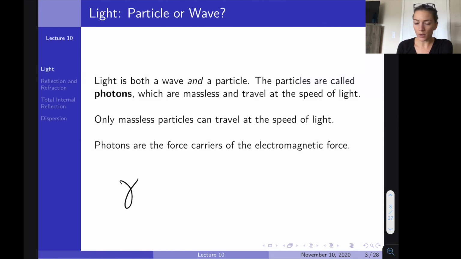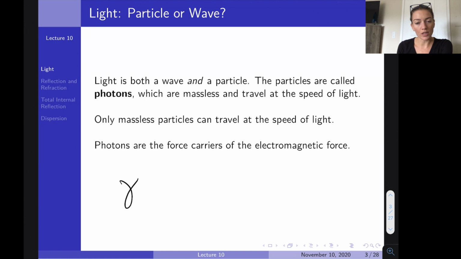Photons are massless and they travel at the speed of light. Any particle that's massless can travel at the speed of light. Anything else cannot. Electrons, protons, neutrons all have mass, so they cannot travel at the speed of light, while photons can. Obviously photons, since they are light, travel at the speed of light, but any massless particle can also travel at the speed of light.